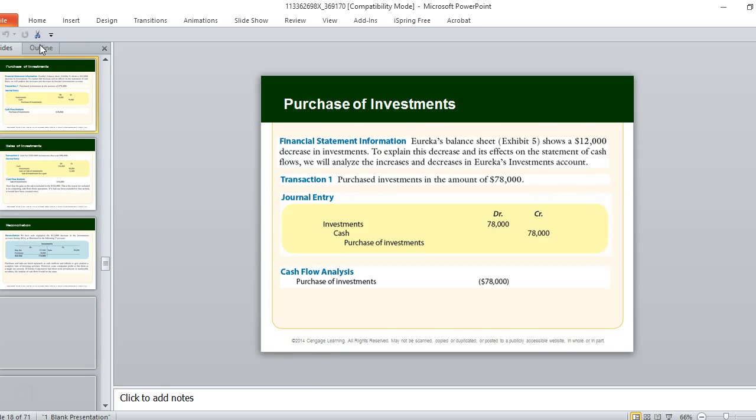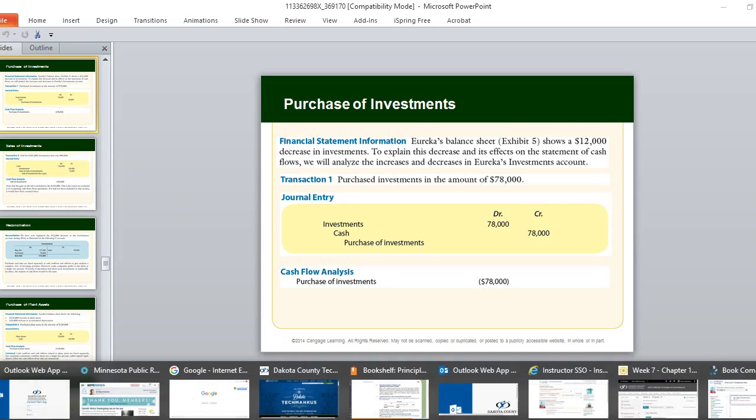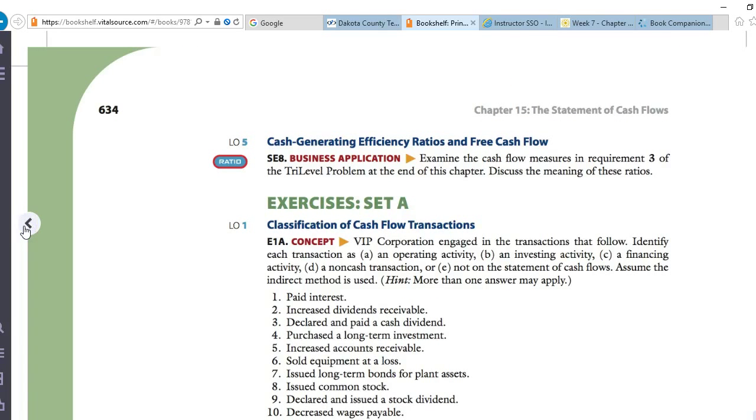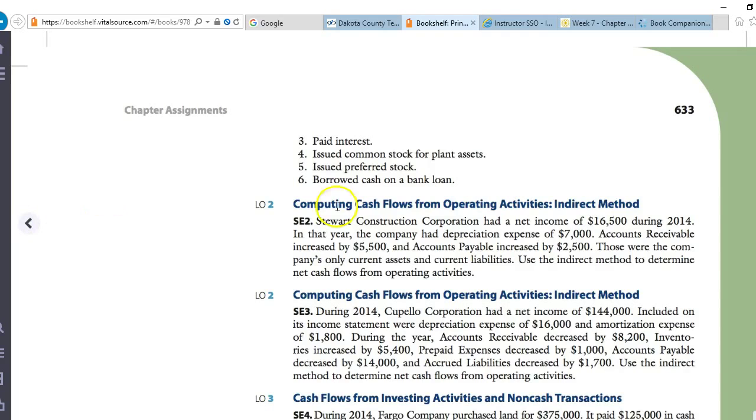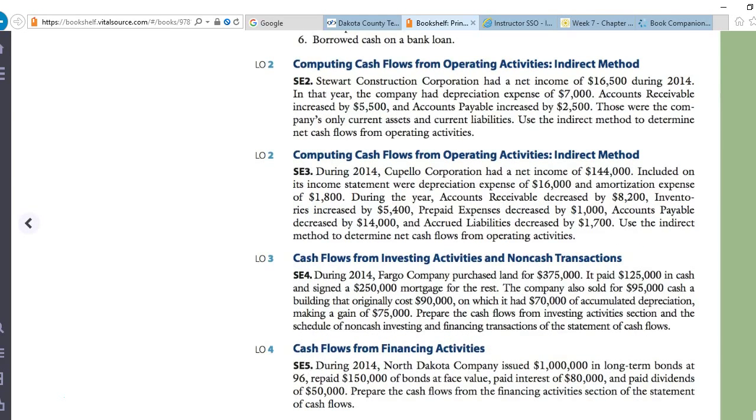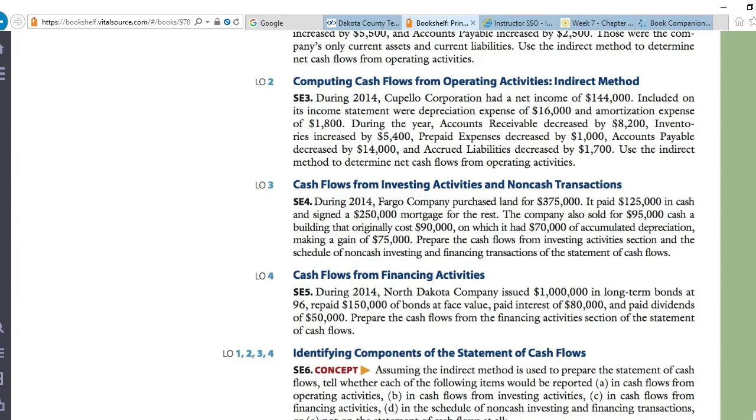I think the best way to do this is to go over problems like we were doing, okay? So let's go back to cash flows from investing activities and non-cash transactions, SE4. During 2014, Fargo Company purchased land for $375,000. It paid $125,000 in cash and signed a $250,000 mortgage for the rest.